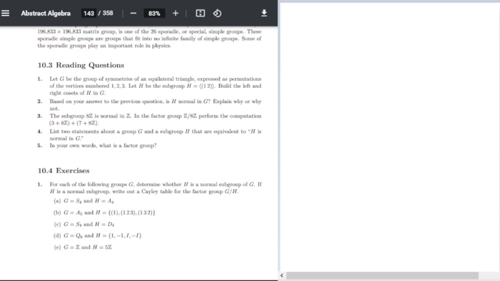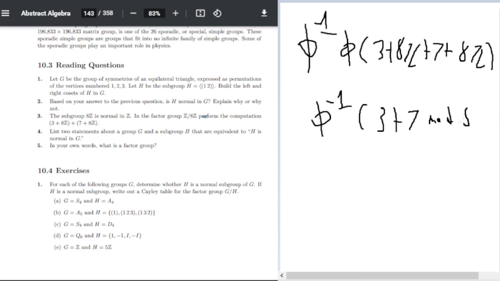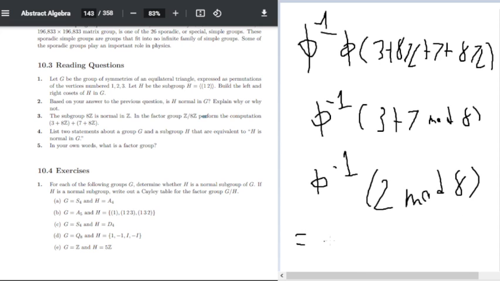So knowing that, we can simply perform the computation 3 plus 8Z plus 7 plus 8Z. What we can instead do is phi to the negative 1 of the integer 3 plus 7 mod 8, which equals phi to the negative 1 of, in this case, 2 mod 8, which is equal to 2 plus 8Z.